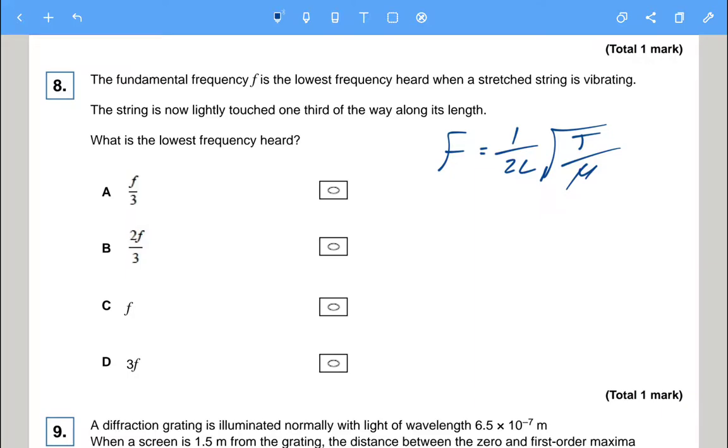So the only thing that we're really interested in is frequency and length. Frequency is inversely proportional to length. So it's touched 1/3 of its way along its length, so that'll be a third. And frequency and length are inversely proportional, so if you've got 1/3 of the length, you get 3 times the frequency. So 8 will be D. Let's look at the next one.